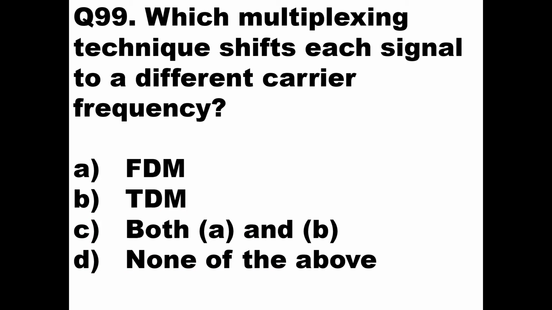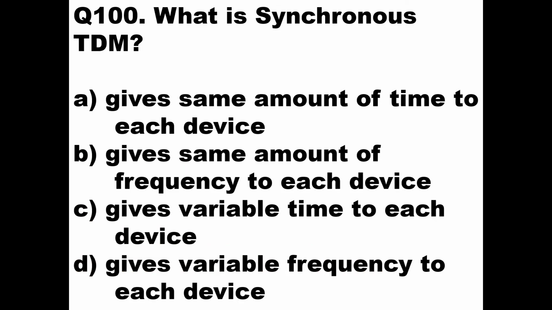Which multiplexing technique shifts each signal to a different carrier frequency? So if you are multiplexing on the basis of carrier, then you have to modulate every signal, and if every signal is modulated, then it can be modulated to different carriers. That process is called frequency division multiplexing. So here the answer will be A, FDM. FDM is a multiplexing technique which shifts each signal to a different carrier frequency. Then we'll go to question number 100.